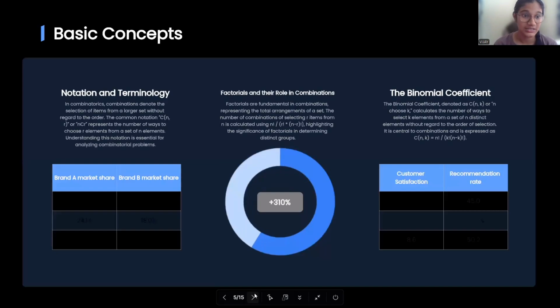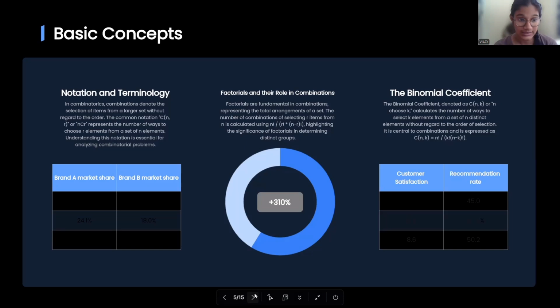Basic concepts, notation and terminologies. In combinatorics, combinations denote the selection of items from a larger set without regard to the order. The common notation nCr or C(n, r) represents the number of ways to choose r elements from a set of n elements. Understanding this notation is essential for analyzing combinatorial problems.